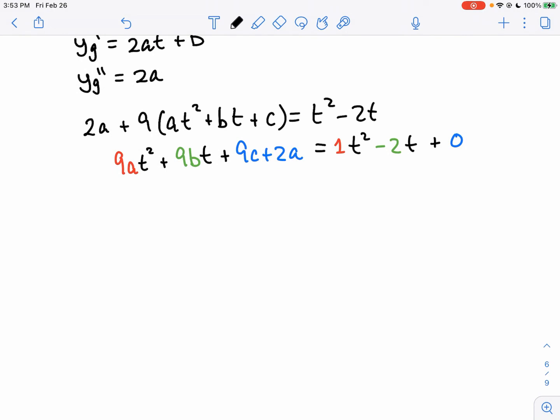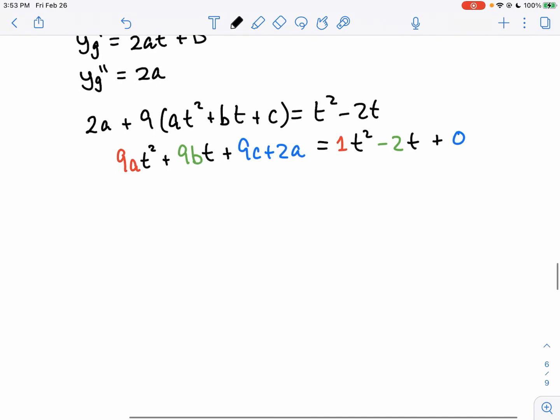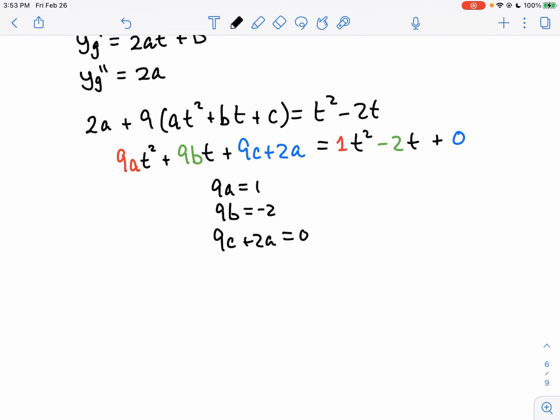All right, so the reds: 9a has to be 1. The greens: 9b has to be negative 2. And then the blues: 9c plus 2a has to be 0. And we solve the system for a, b, and c. We can clearly see that a is 1/9, b is negative 2/9, and that's going to help us find c, because a is 1/9.